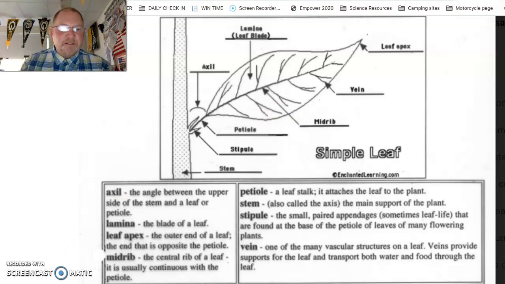Thank you for joining us. Please use this information to help you complete and label your diagram of a simple leaf, the external anatomy.